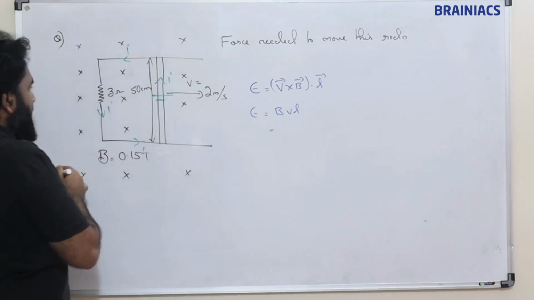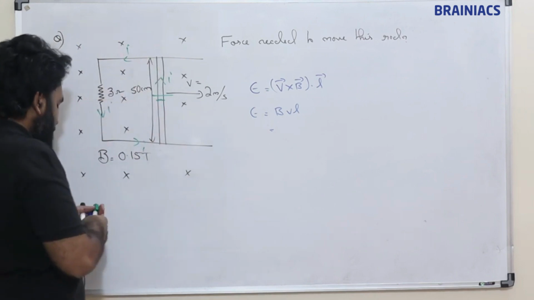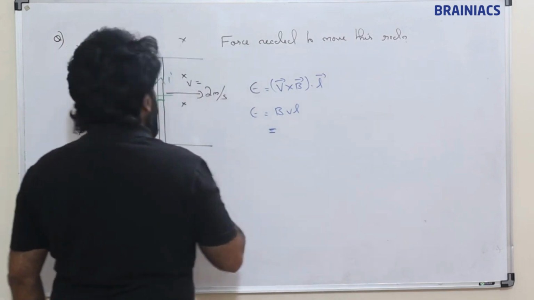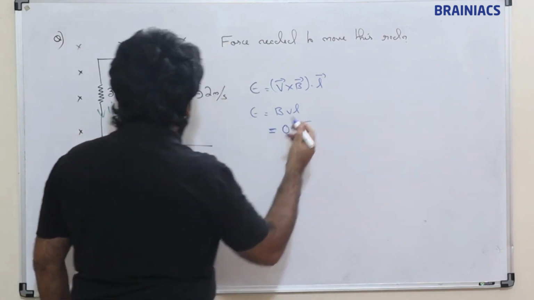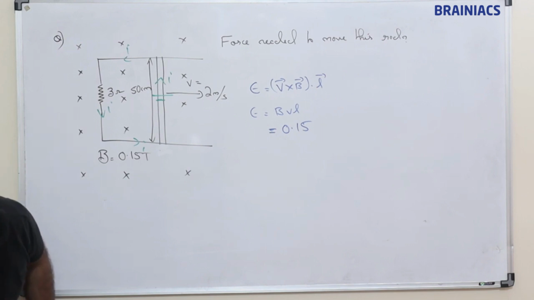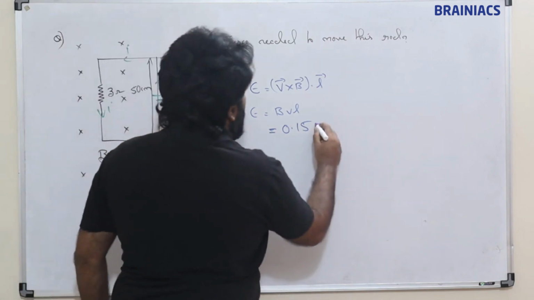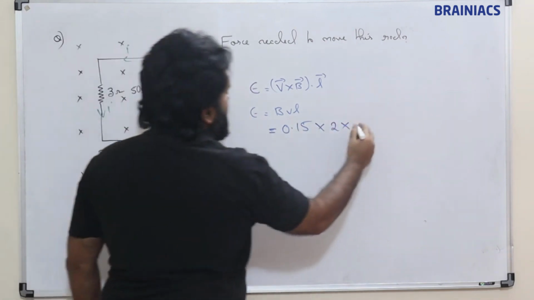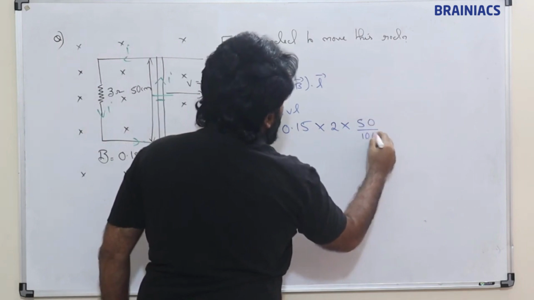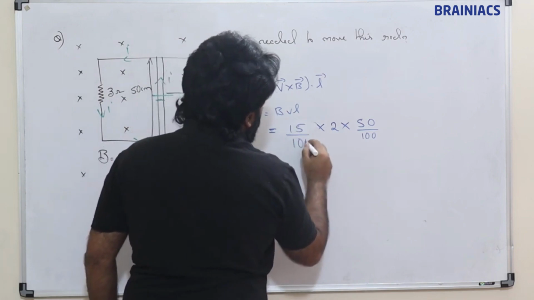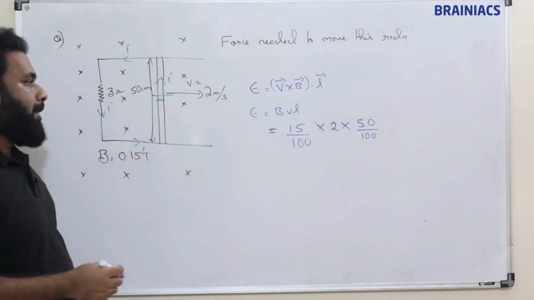Okay, current will be flowing. If current is moving in this direction, then what will be the force? So here if we want, we can find EMF. 0.15 Tesla is the magnetic field, into the velocity is 2 and its length is how much? 50 centimeters, so 50 by 100. So in this way we can find the EMF: 0.15 into 2 into 50 by 100.